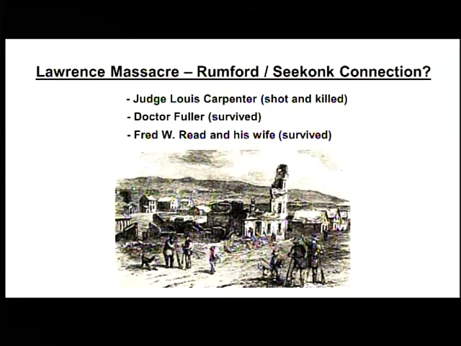Now, the Lawrence massacre, I just wonder here, there might be, believe it or not, a Rumford, Rhode Island or a Seekonk, Massachusetts connection. I did a lot of research on a lot of these books here. And there is a list on the internet of all the victims that were killed in the Lawrence massacre. Over 200 men and boys, teenagers if you will, were killed in this massacre. The raiders were not after the women or the children.